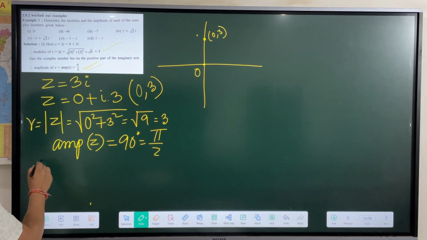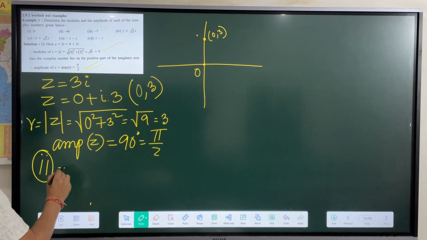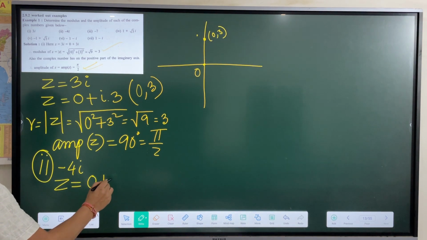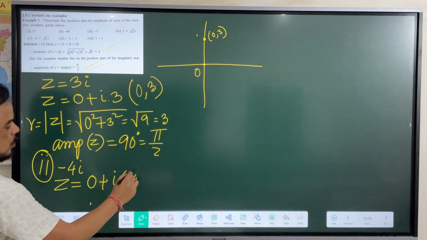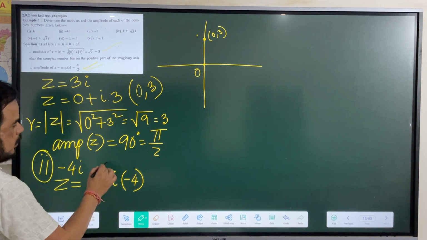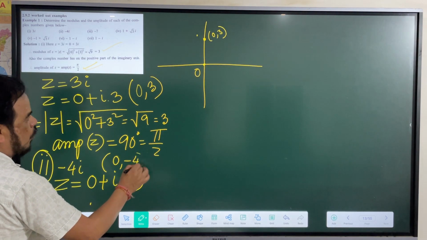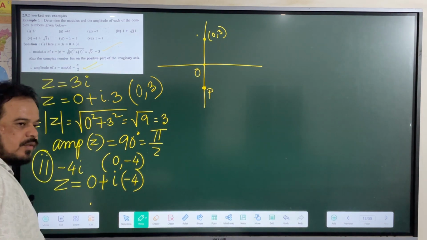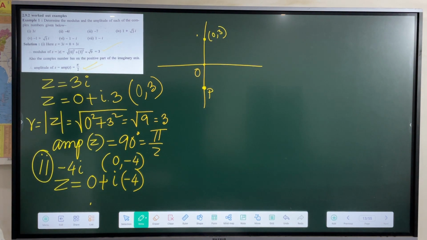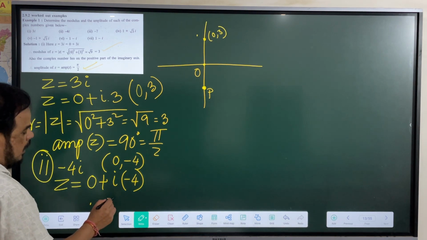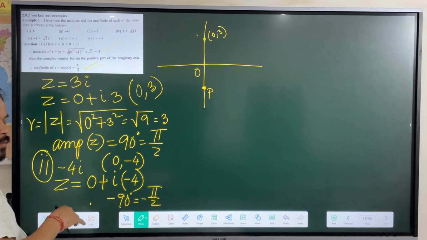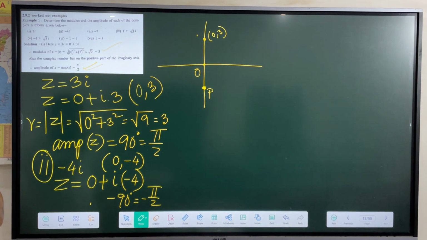Number 2, minus 4i, which can be written as z equals 0 plus i into minus 4. So what is the ordered pair? 0, minus 4. P will be here. If it is on the down y-axis, then we have already learned it is minus 90 degree or minus pi by 2. I already explained this on page number 2. Then number 3.